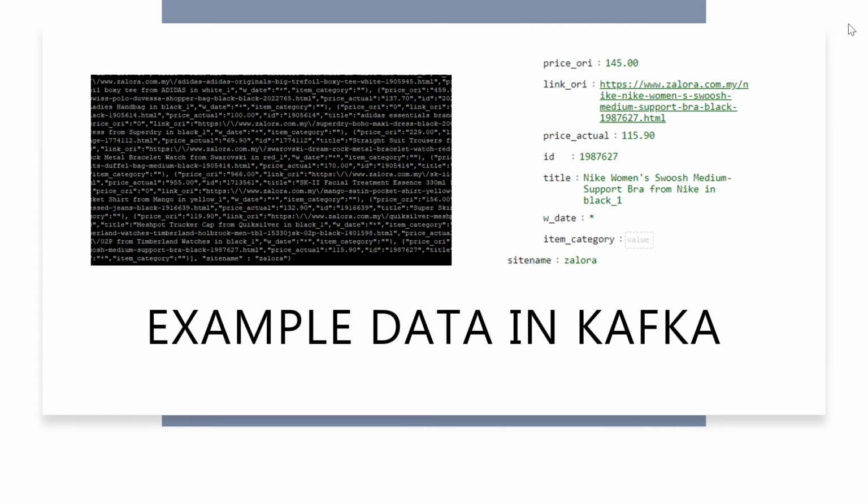This is the example of Zalora data in Kafka that are already parsed. The picture on the left side is the real data in Kafka, and on the right side is the data after we put it on JSON Viewer.